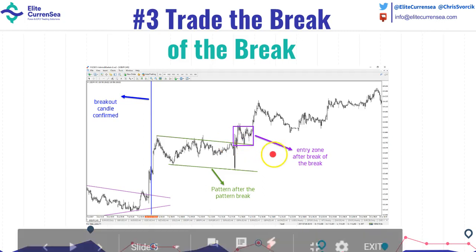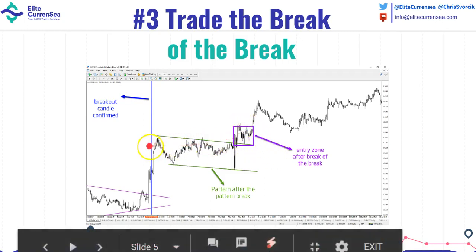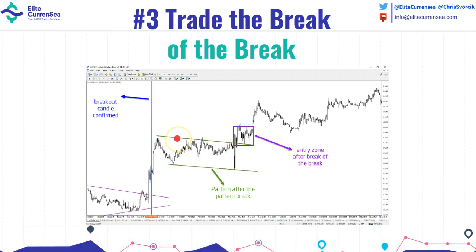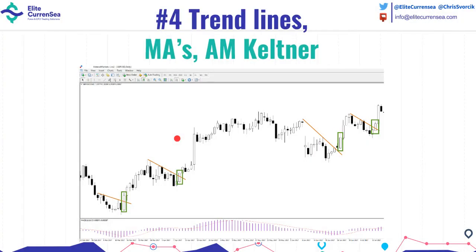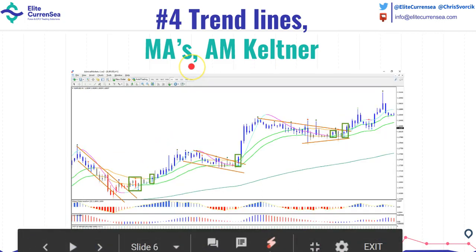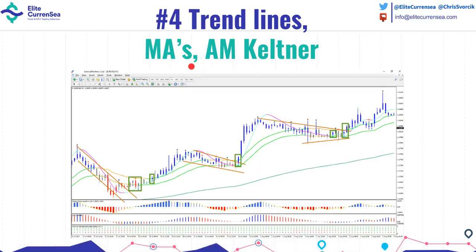So in this case, the entry zone will be in the purple box after the break of the pattern on the lower time frame. Tip number 4, use trend lines, moving averages, and the Admin Markets Keltner indicator. Great tool there. And basically, it's just perfect for finding setups. Here, for instance, we see trend lines that are broken. That's perfectly fine.